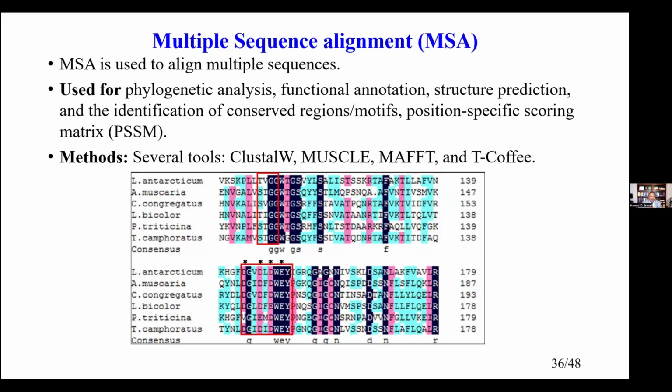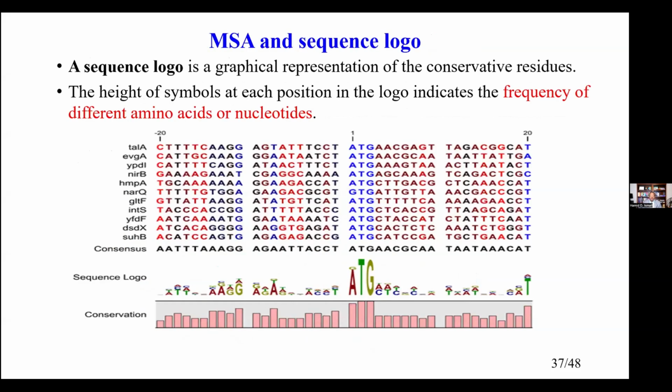We study homology and conserved regions or motifs, and the applications we use include ClustalW, MUSCLE, and T-Coffee. All of those are available for multiple sequence alignments. We can also produce what we call a sequence logo, which shows you the conserved regions in the multiple alignment. What you see here is each position represented by the frequency of the aligned residues, so it gives you an idea about the conserved region.